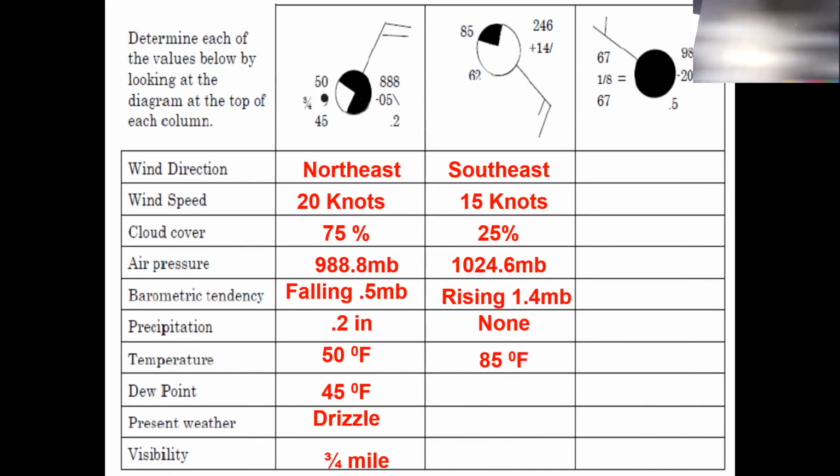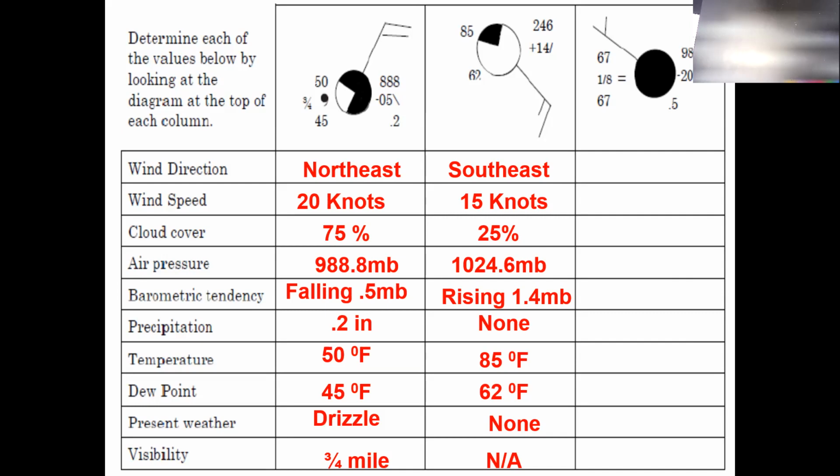With the next one, we have southeast, 15 knots, 25%, 1024.6 millibars. Make sure you unabbreviated the pressure. I do not want the 3-digit code there. I want the whole thing. It is rising 1.4 millibars. There is no precipitation listed. 85 degrees, 62 degrees Fahrenheit. There's no present weather, and the visibility they don't put there. So I did just put not applicable, but you could have also put clear or full.